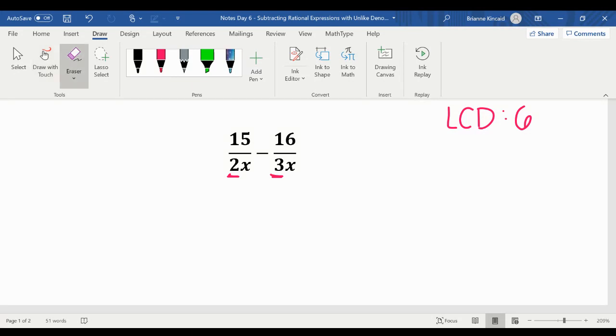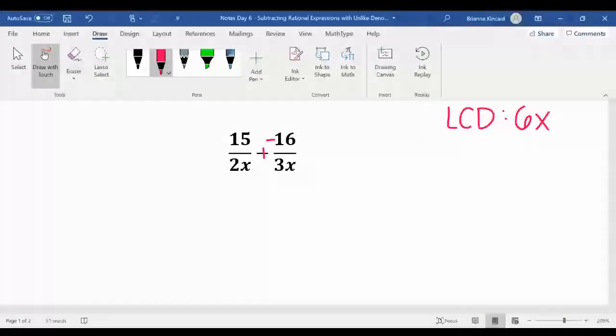From there, I want to focus on my powers of x. So I have an x and I have an x. They're the same, so my LCD has to have an x in it as well, in order for both the 2x and the 3x to divide nicely into it. Now, what we should notice is we have subtraction, so we want to change this to addition, so make it plus a negative 16.